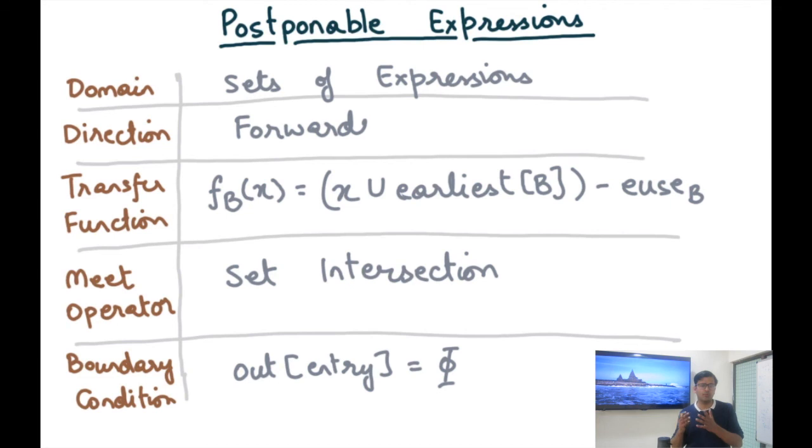Once again, what is used? If it's computed, like x equals a plus b, then a plus b is being used by that particular statement. So if it is earliest, it needs to be computed. It can be computed there, but it has not been used. And so that's given by the transfer function x union earliest b minus e-use b. And once again, the third data flow analysis is using the results of the second data flow analysis. So we can start the third data flow analysis only after the second data flow analysis has completely finished.